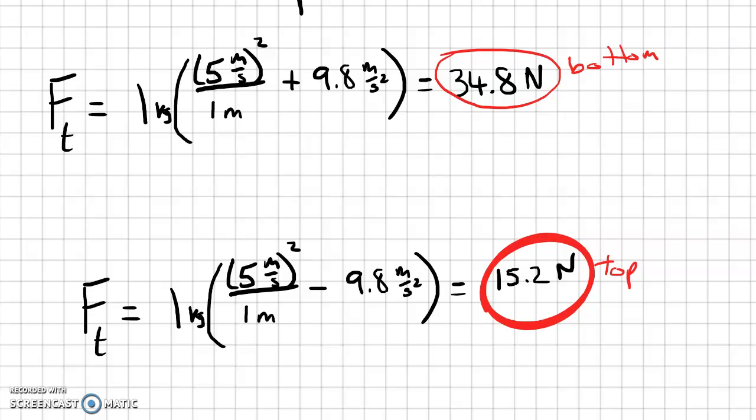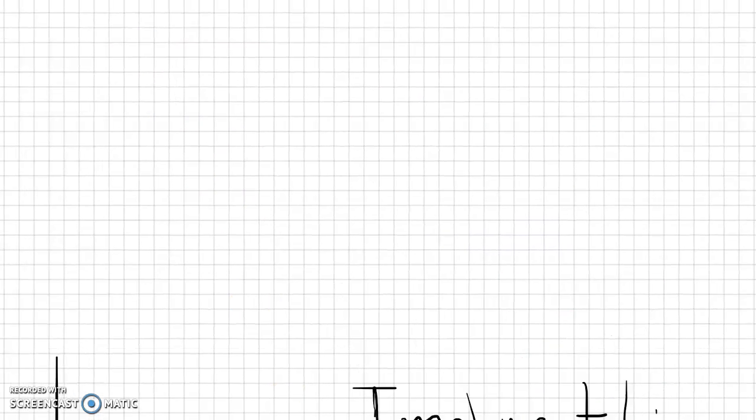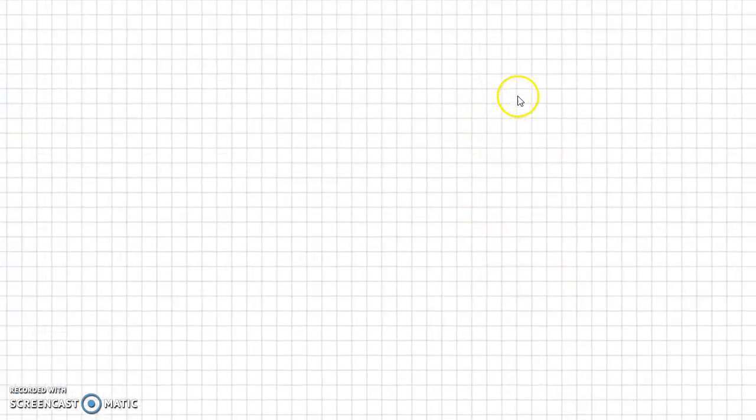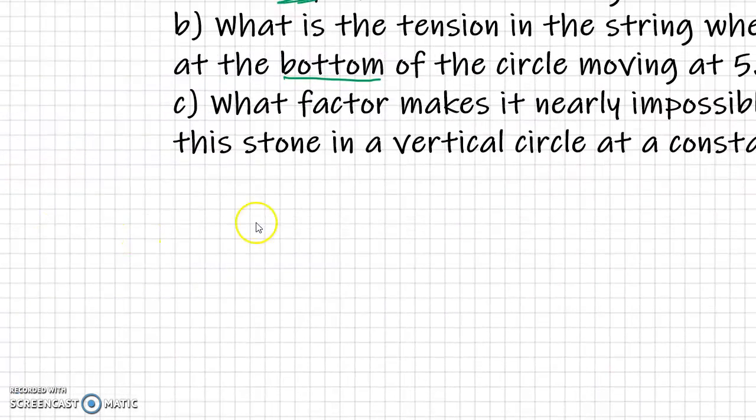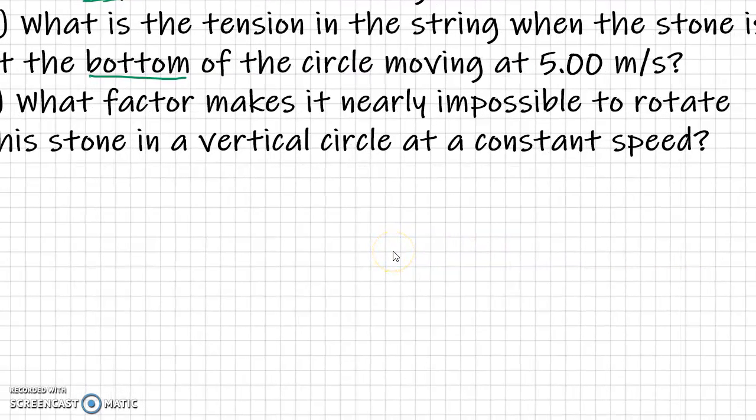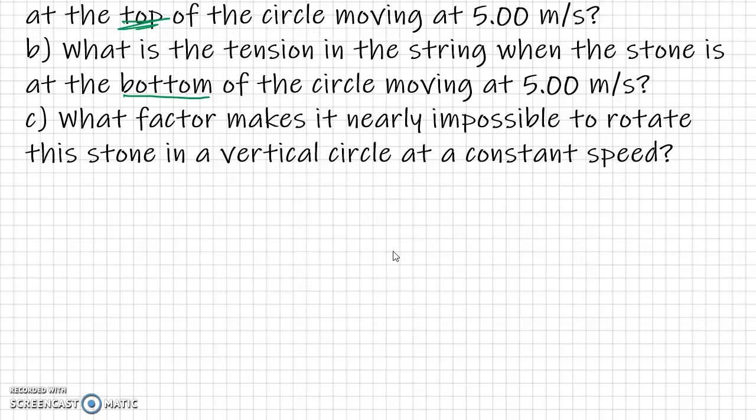Now, there was one last part to this problem. And that last part asks us to talk a little bit about what factor, I think it said, what factor made it nearly impossible to rotate this stone in a vertical circle at a constant speed. And I realized just now, actually, the word rotate is not the right word here. Actually, this is a revolution. Not that that really matters for the sake of this, but if I wanted to be correct, it should actually be a revolution.